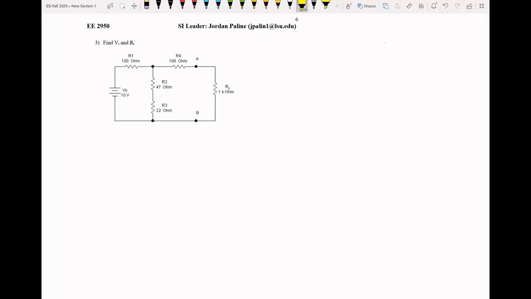Okay, and we'll look at the next problem. This problem wants us to find R Thevenin and V Thevenin. So we notice here we've got this interesting thing called RL, and it looks like that RL is connected already.